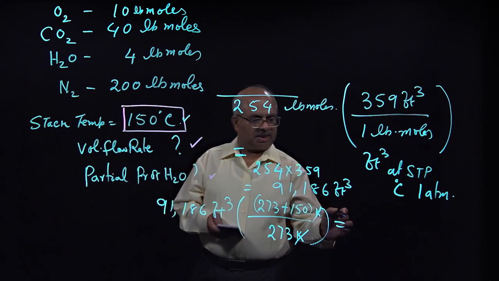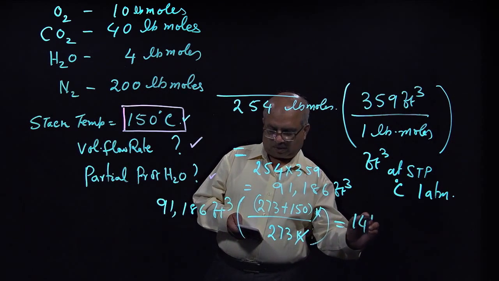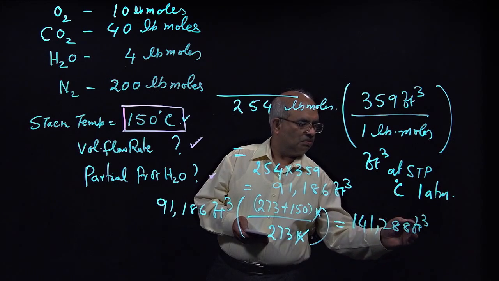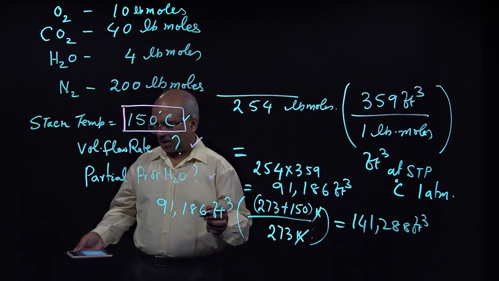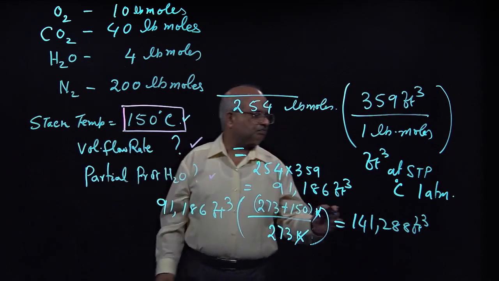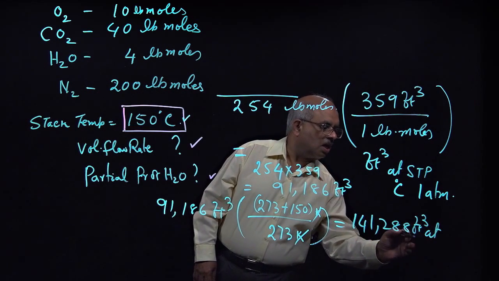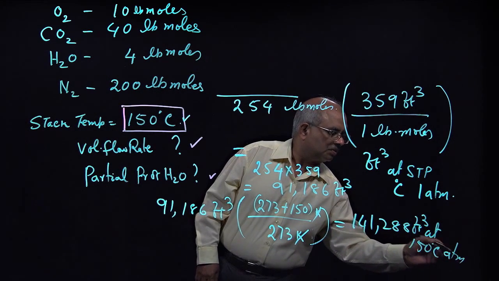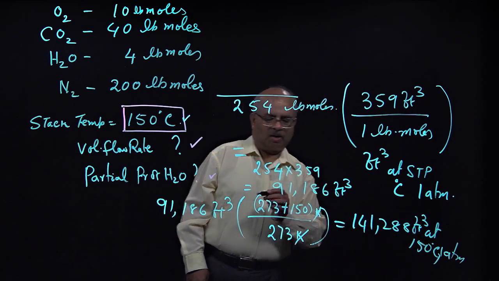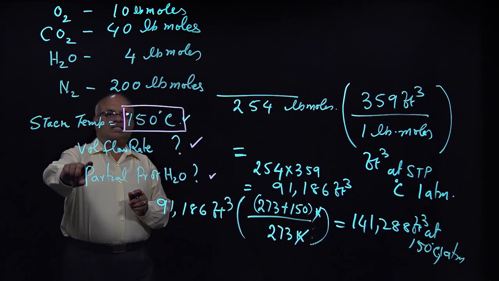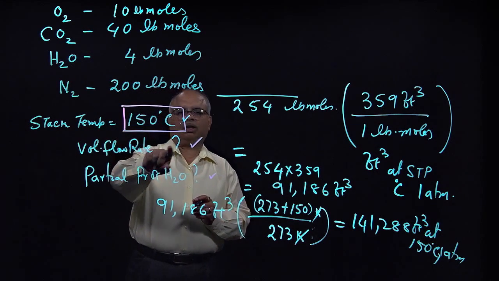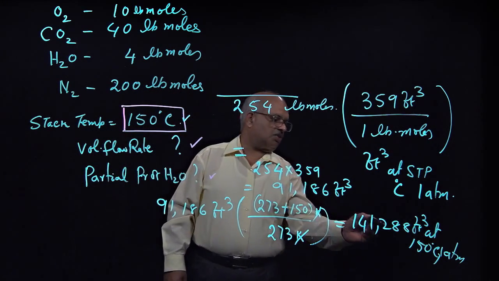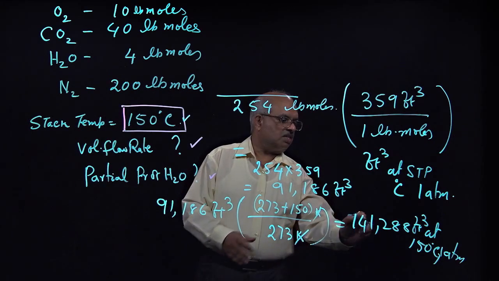So the volume is coming out to be 141,288 cubic feet. This is the flow rate. This is the volume that is flowing out at 150 degrees Celsius and 1 atmosphere pressure. So that is what we are after. However, the volume can also be in cubic meters. If I asked you to calculate in cubic meters, we need to convert this again.